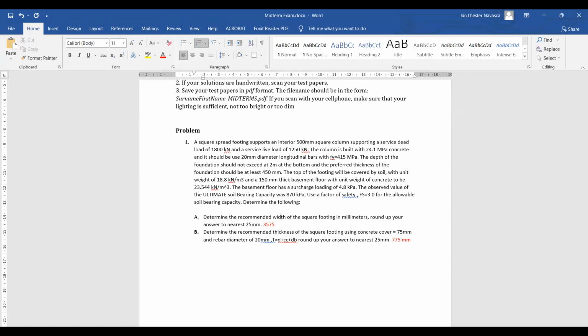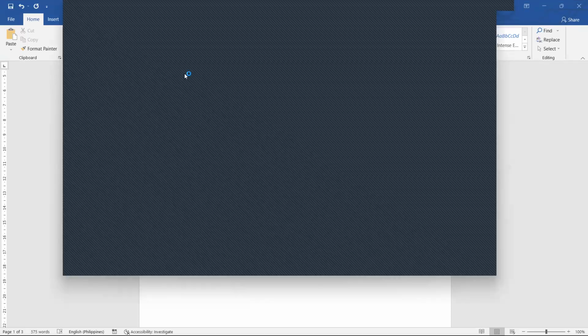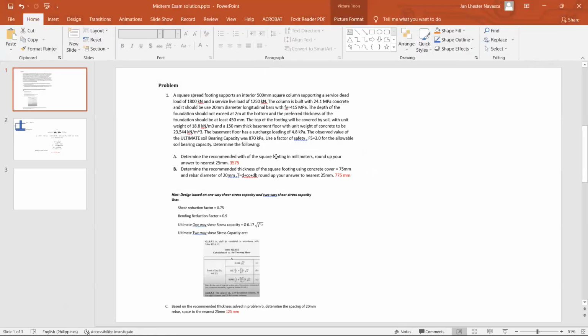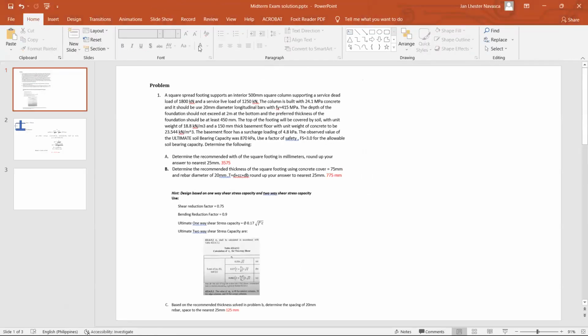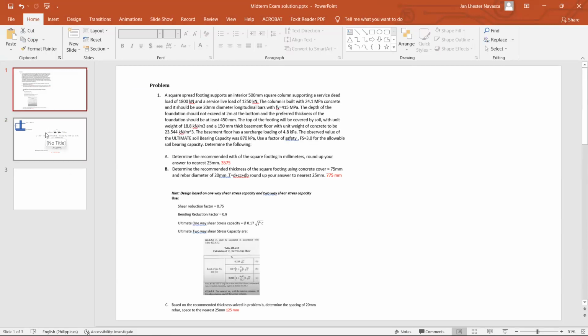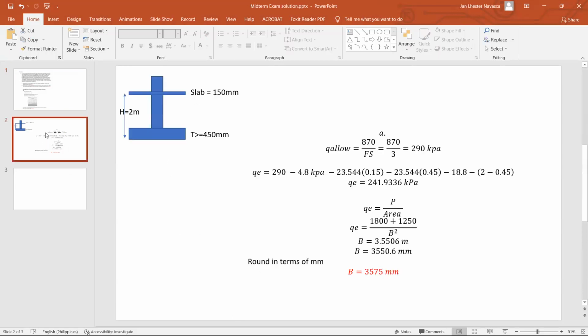Okay. So for this problem, you will design from the start, and you design the depth of the foundation. So our answer for problem A is 3,575 millimeters. Problem B is 775 millimeters, and problem C is 125 millimeters. Okay, so let's start with problem A. Once we answer problem A and problem B, we have already answered problem C. So let's do problem A first.